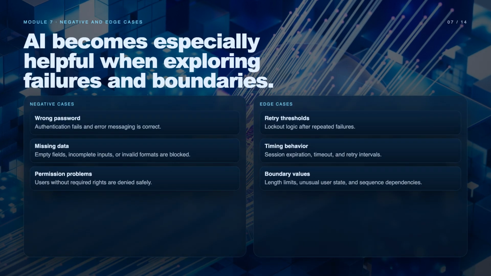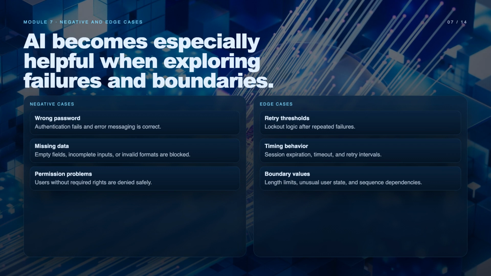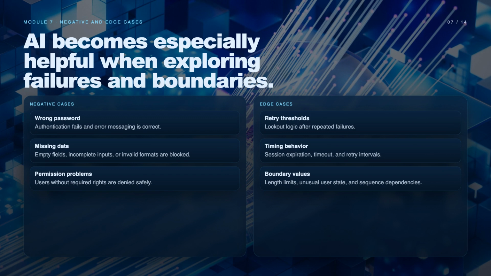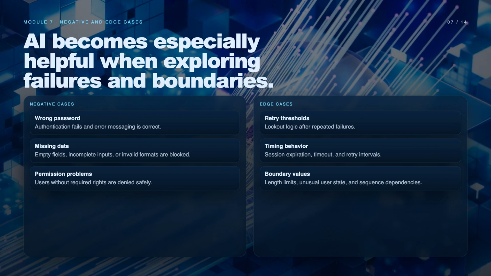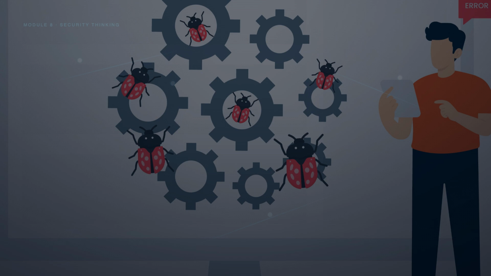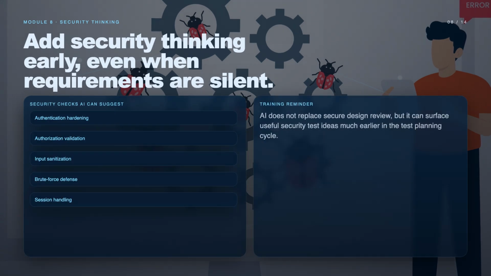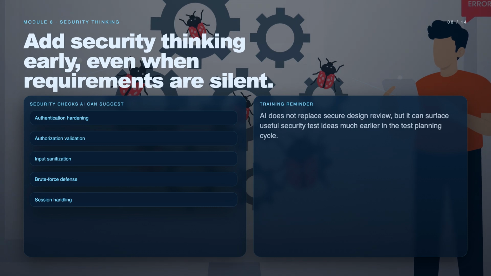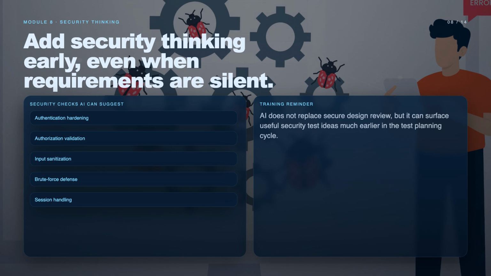Then comes negative testing. This includes invalid credentials, missing fields, incorrect formats, rejected permissions, and other failure paths that users or systems might trigger. After that, AI becomes especially useful for edge cases. It can suggest uncommon combinations, boundary values, timeout behavior, retry limits, unusual user states, and sequence issues that are easy to overlook during manual review.